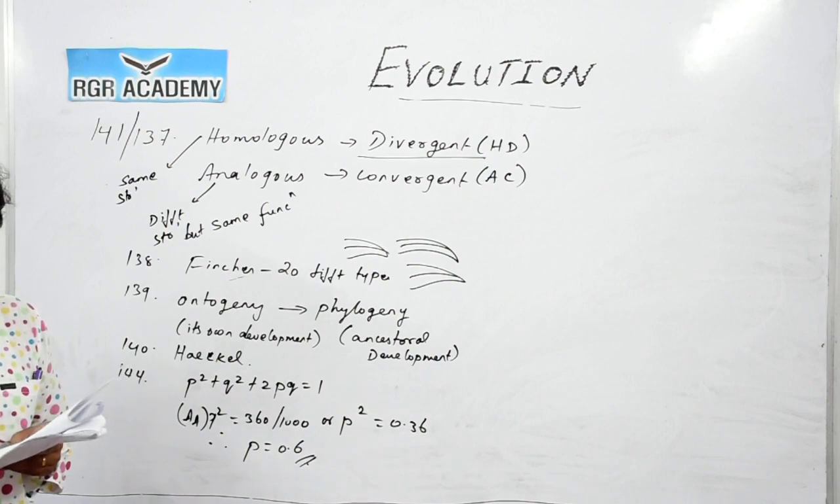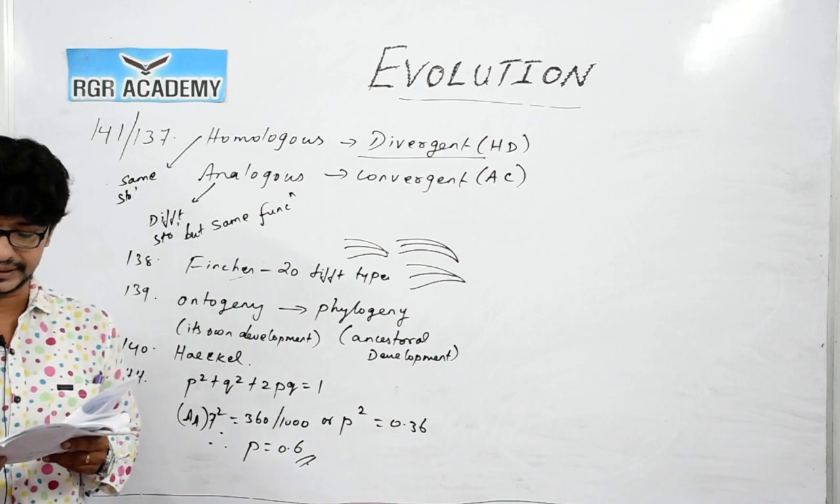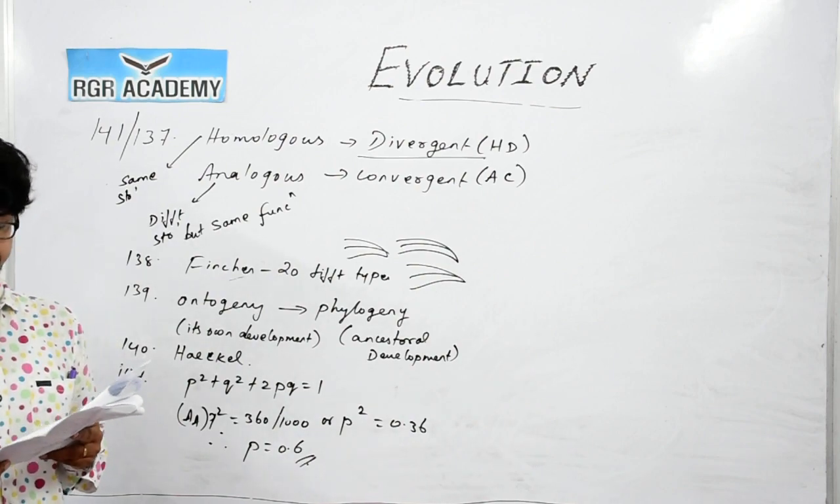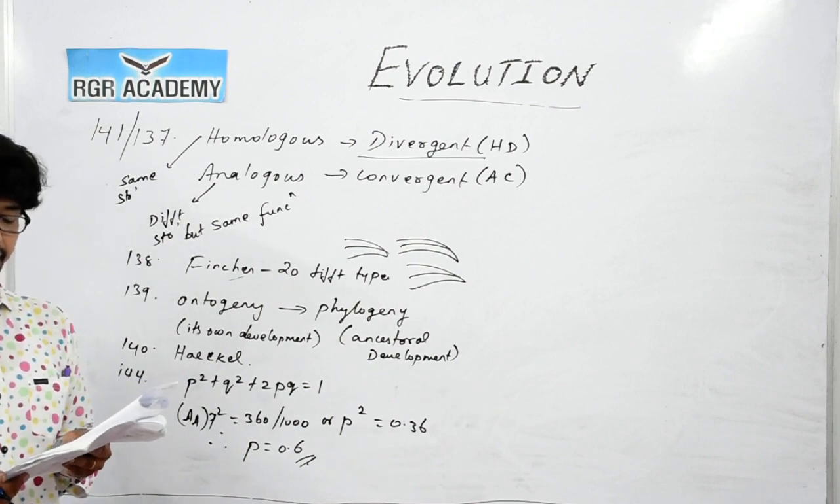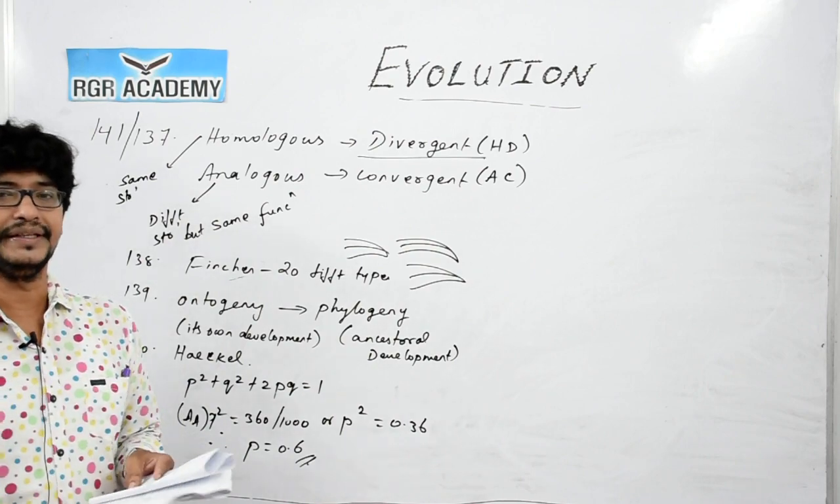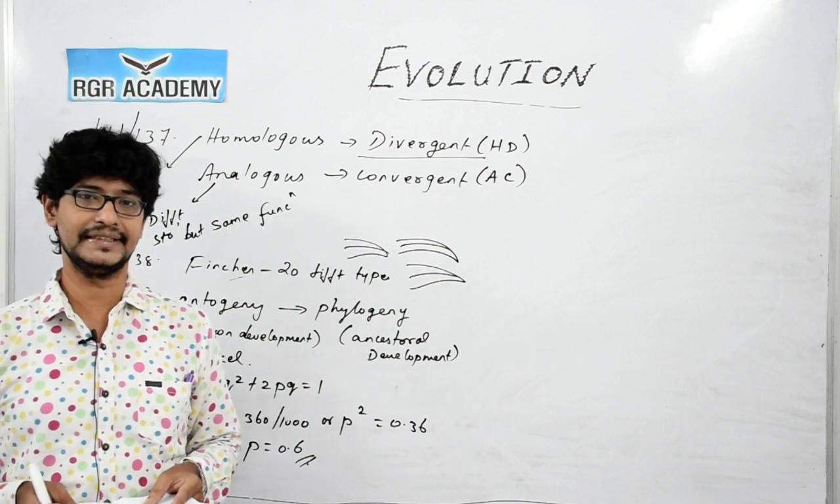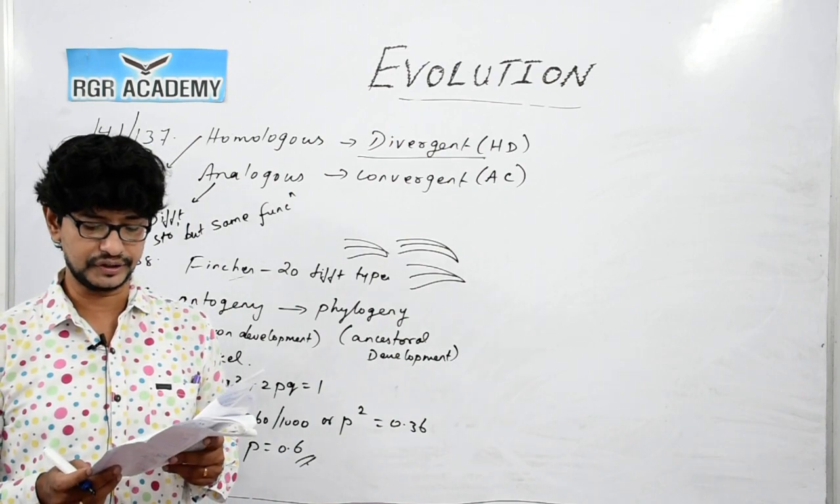Question number 145. The important gas that was absent during the formation of Earth is oxygen, because at that time there was no oxygen. There was only nitrogen, hydrogen, methane, helium, all these gases which were present over here. So oxygen was not there.